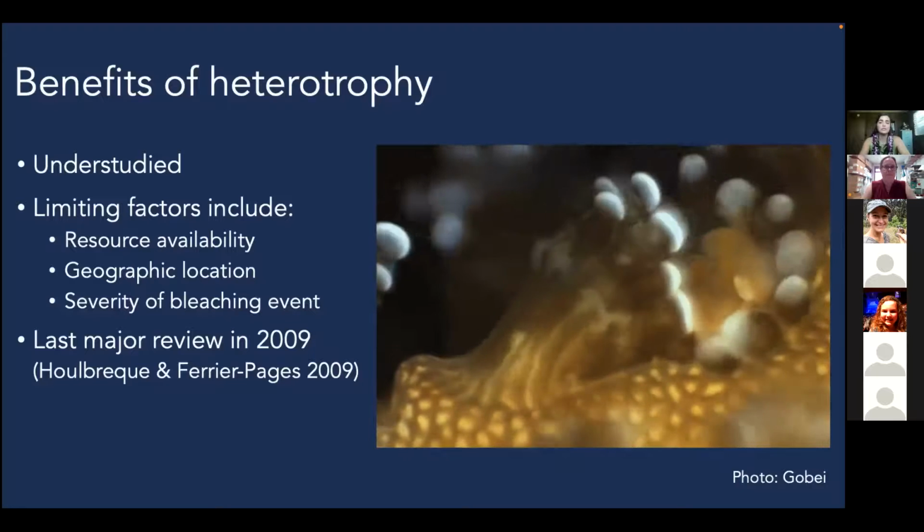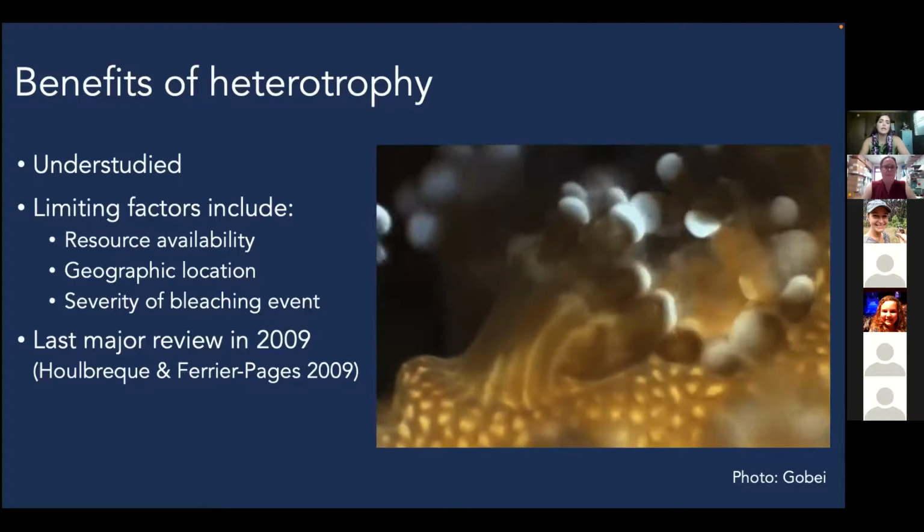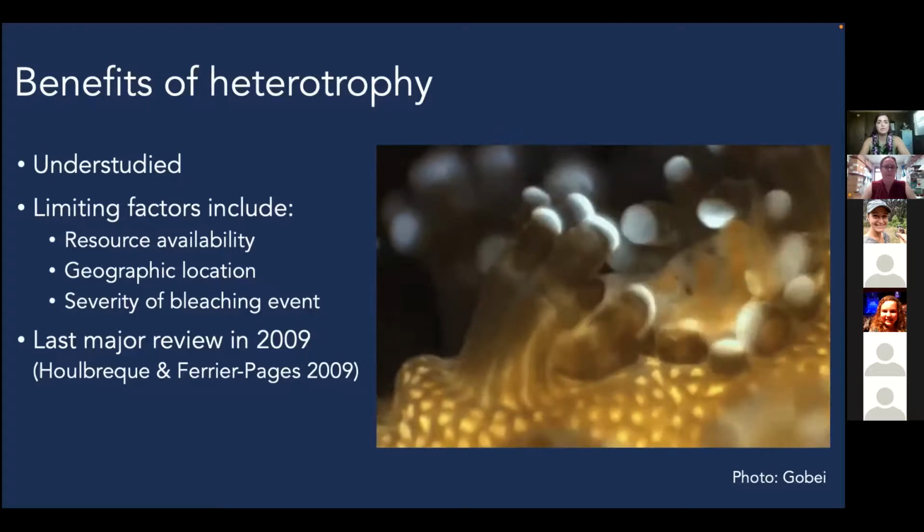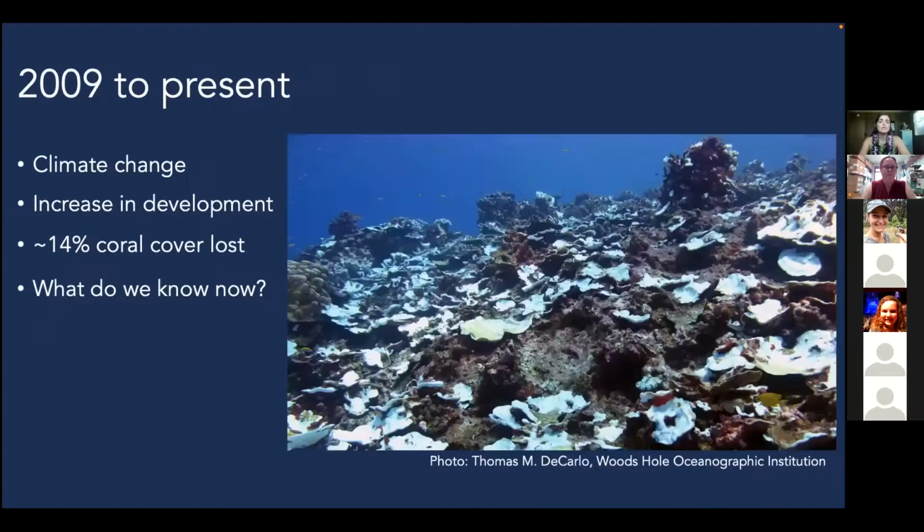There are still many unknowns, particularly which species can do this, and can heterotrophy, or the ability to switch, be beneficial long term. Since 2009, we've seen the impacts of climate change increase dramatically. We've also seen increases in coastal development, agricultural enterprises, and marine infrastructure that have added additional stressors such as sedimentation, excess nutrient runoff like we see in Pu'uko, and physical damage. Nearly 14% of coral cover was lost from 2009 to 2018. So what has the literature found since that last major review in 2009? Is heterotrophy or mixotrophy a viable strategy for our corals to resist stress?